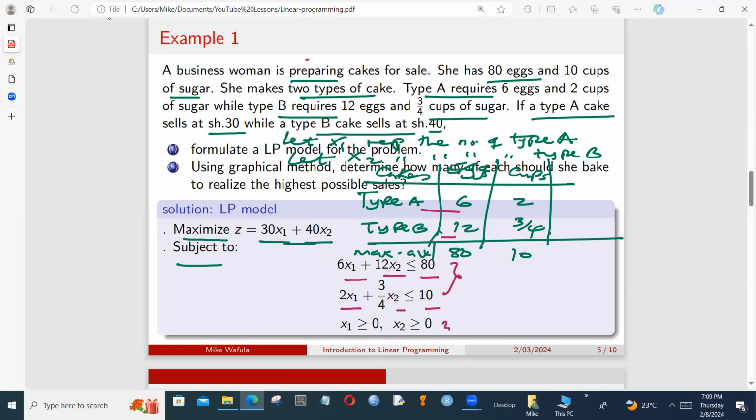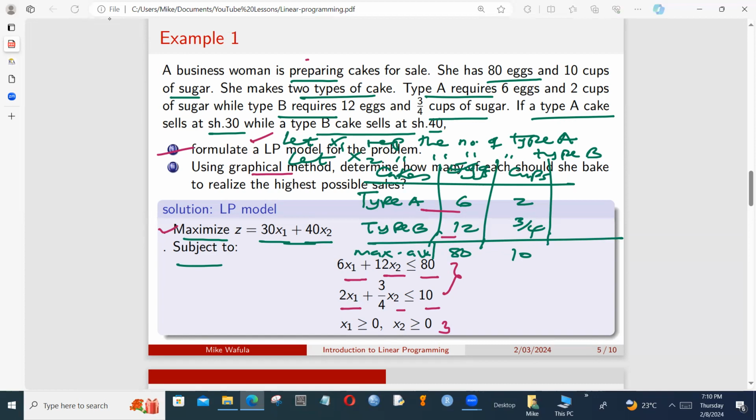Then we now include the negative constraint, where we are saying the number of type A cakes and the number of type B cakes should be non-negative. It can only be 0 or more. And so if you want to use the graphical method, because this is now part A of the question where we have formulated a linear programming model fully, we defined the decision variables, then we wrote the objective function and the constraints.